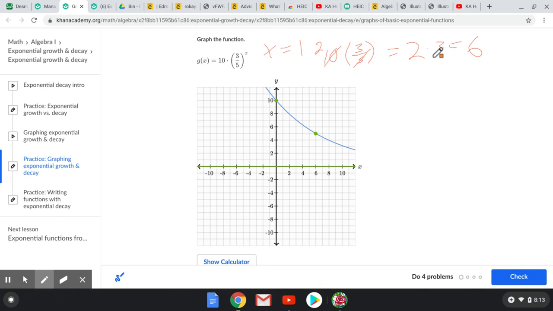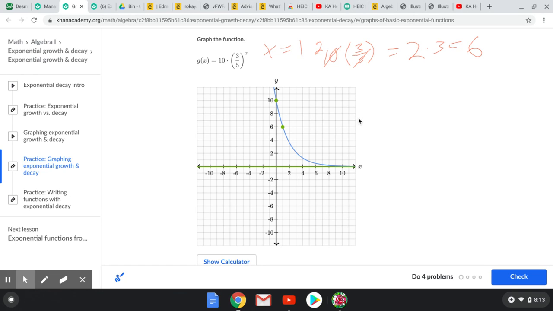So y is 6. X is 1 because we plugged in 1 into x, and we got 6. So x is 1, so we're coming over here, right? X is 1 and up to 6. And that is what our graph is supposed to look like.